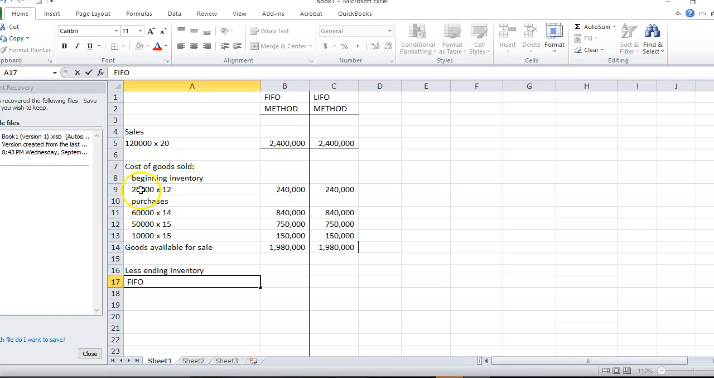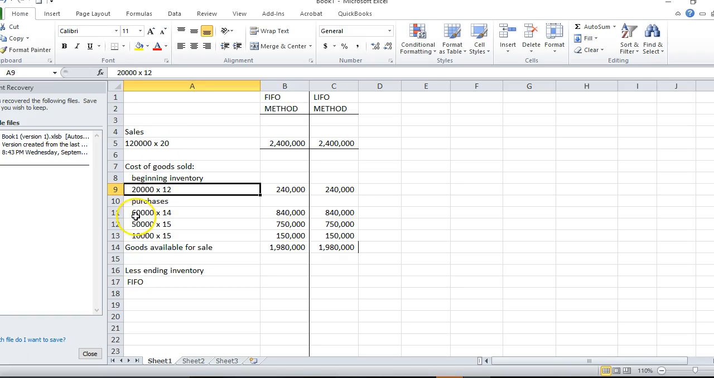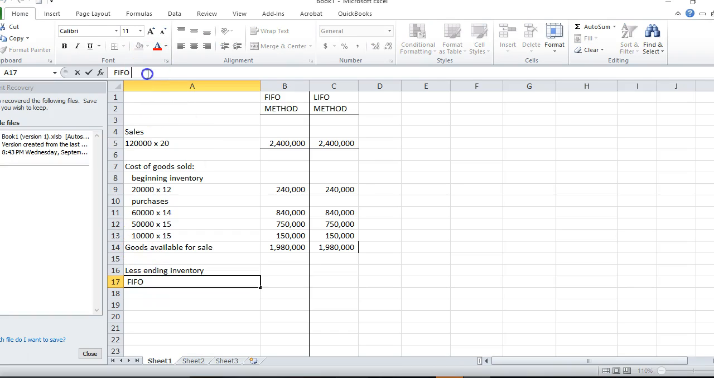We started the year with 20,000 units. We purchased 60,000, 50,000, and 10,000. How much does that total? 140,000, right? 20 plus 60 is 80, plus 50 is 130, plus 10 is 140. If we sold 120, what do we have left? 20,000. So our 20,000 using FIFO.